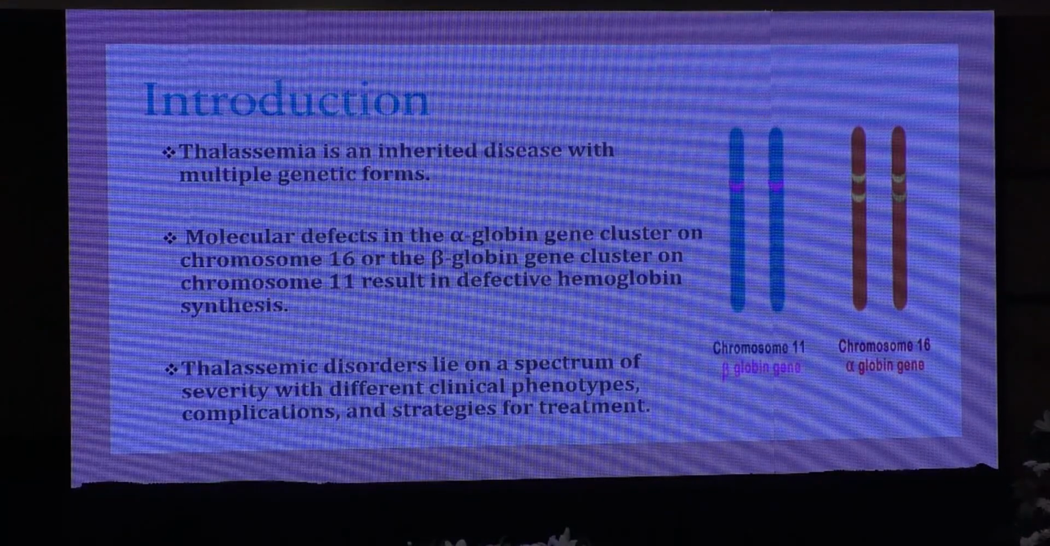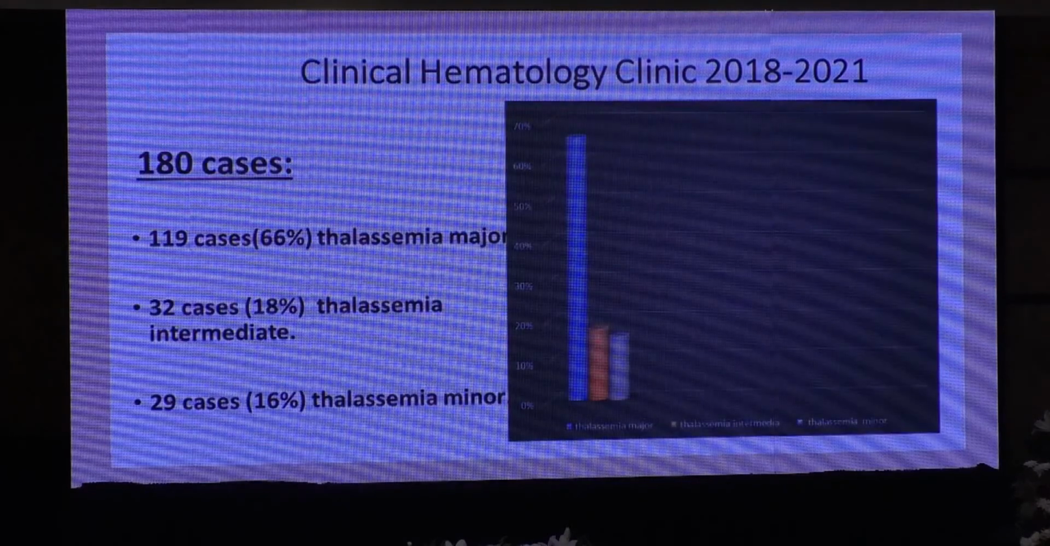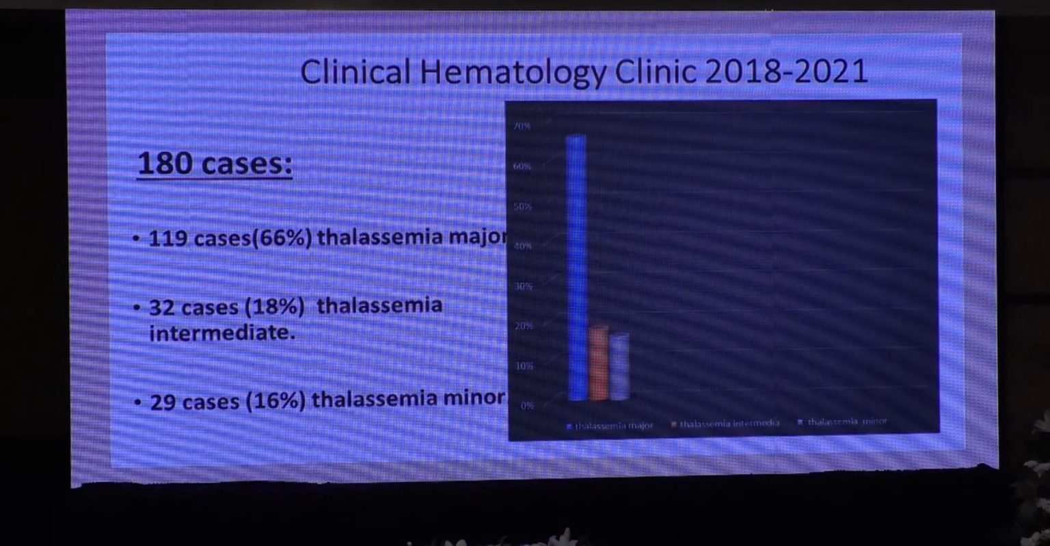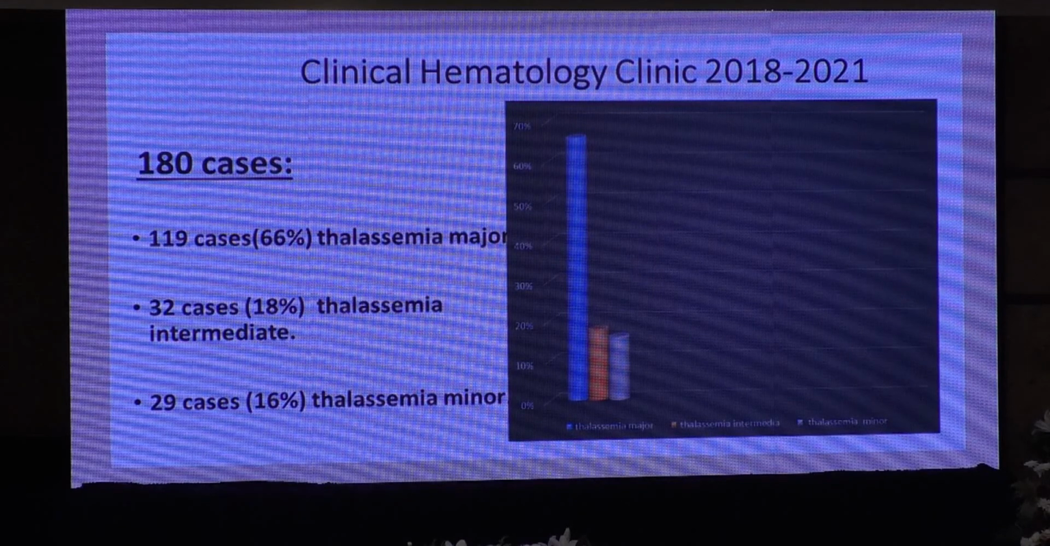Molecular defects usually cluster in two chromosomes: chromosome 11 for beta globin gene defects, and chromosome 16 for alpha globin gene defects. Thalassemia disorders lie on a spectrum of severity with different clinical phenotypes, complications, and strategies of treatment. In our clinical hematology clinic, from 2018 till 2021, we have 180 cases of thalassemia following regularly with us. 66% of them were thalassemia major, 18% were thalassemia intermediate, and 16% were thalassemia minor.